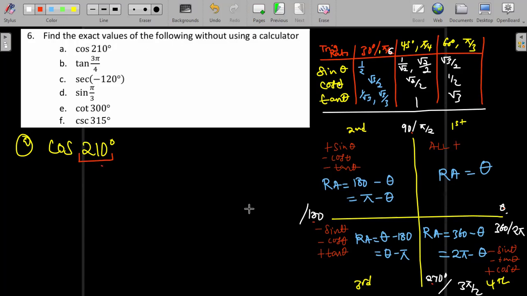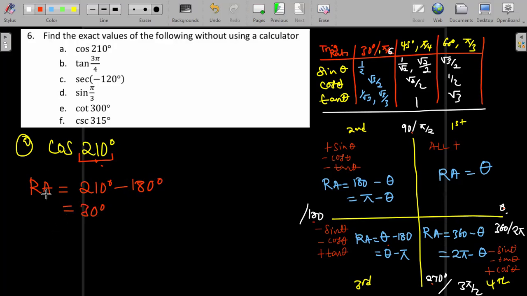So it means this 210 is between somewhere there. Okay, so meaning it's in the what? Third quadrant. So how do we find the reference angle in the third quadrant? Okay, we said the angle given in the question, which is theta minus what? 180. So it will be 210 degrees minus 180 degrees. This will give me 30 degrees.